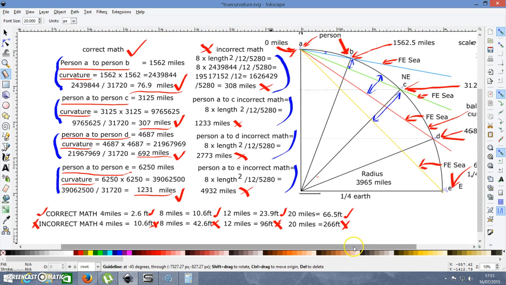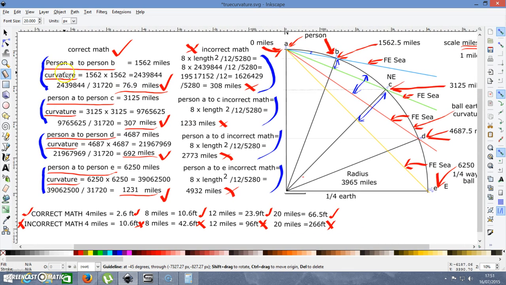Right, the math says person A to person B, which is from here to here, 1562 miles, the curvature would equal 76.9 miles. Well, that's exactly what we just had. 76 here. The incorrect maths, incidentally, is 308 miles. Where from? I know not where. Doesn't make any sense.